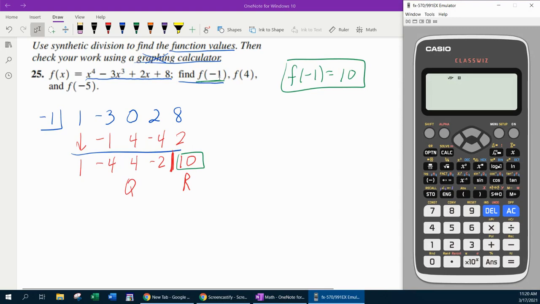So if I plug in negative 1 for every x, that'll be negative 1 to the fourth minus 3 times negative 1 to the third plus 2 times negative 1 plus 8. Bam, look at that. The function value is 10, same as the remainder.